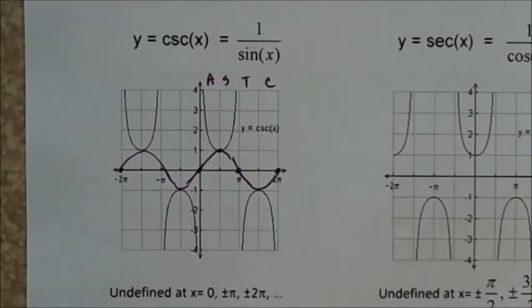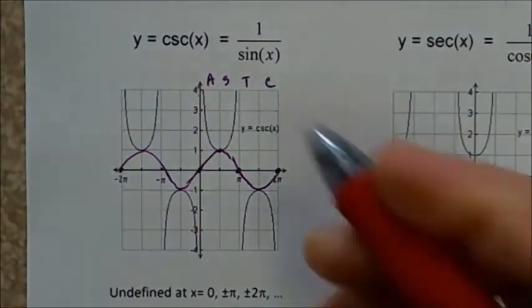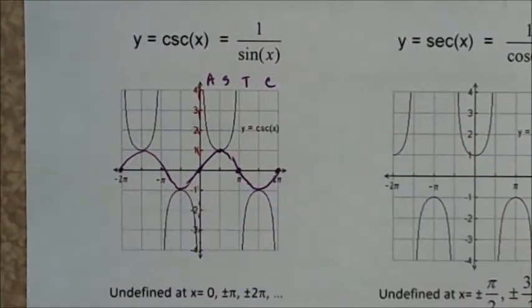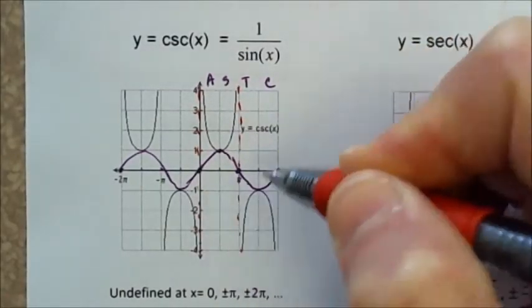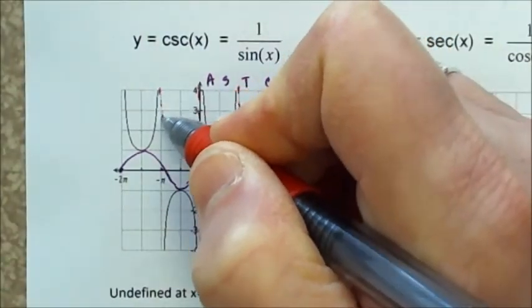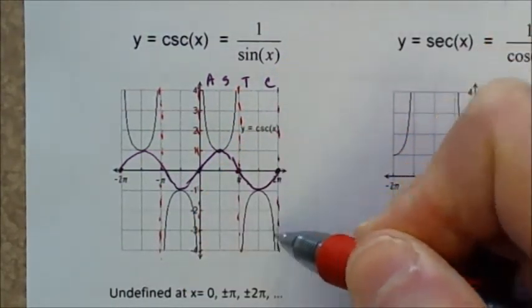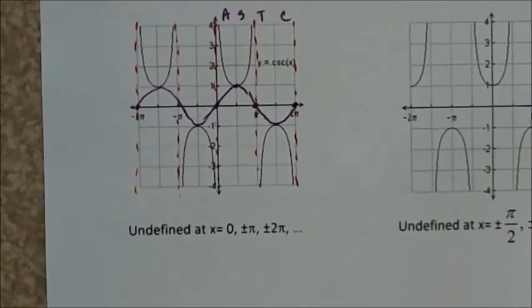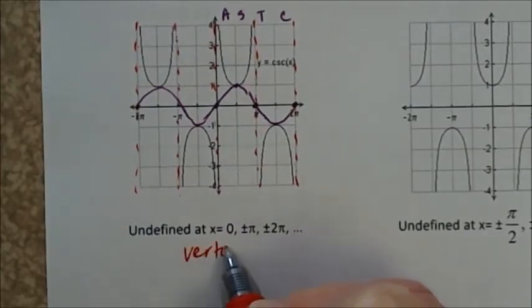All right, and now it's undefined at x equals 1. There we have a vertical asymptote. And then, did I say x equals 1? I meant to say x equals 0. And then x equals plus or minus pi, and then also plus or minus 2 pi. All right. So these are our vertical asymptotes.